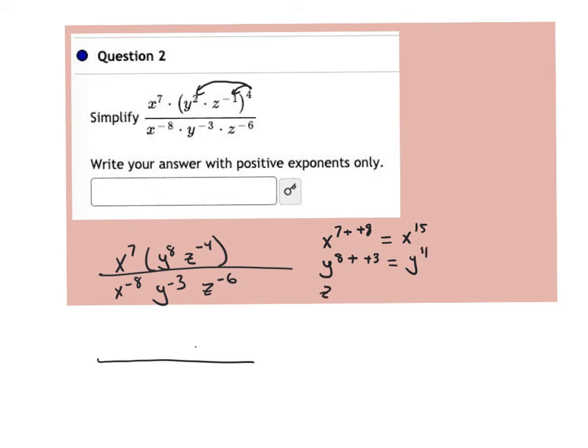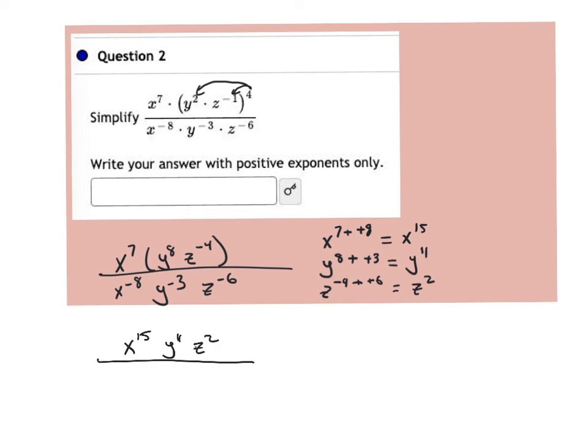For z, I have z to the negative 4th minus a negative 6. Negative 4 plus 6 is going to be 2, so that will be z squared. So now, if it's a positive exponent, that just goes on top. So I have x to the 15th, y to the 11th, z to the 2nd.